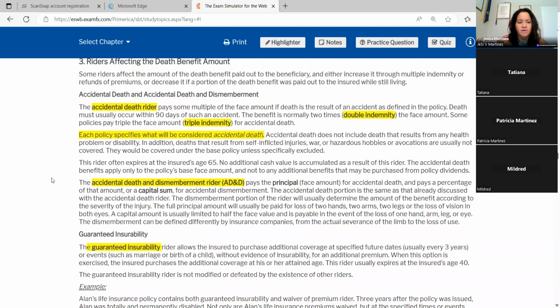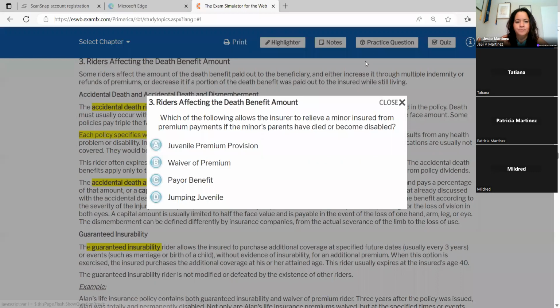So it's riders affecting death benefit amounts. They start here. Which of the following allows the insured to relieve a minor insured from premium payments if the minor's parents have died or become disabled? A, juvenile premium provision, B, waiver of premium, C, payer benefit, D, jumping juvenile.